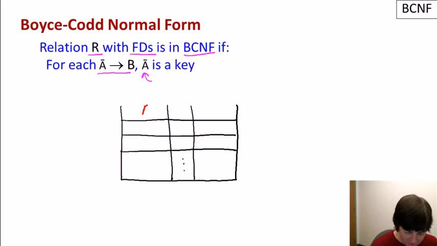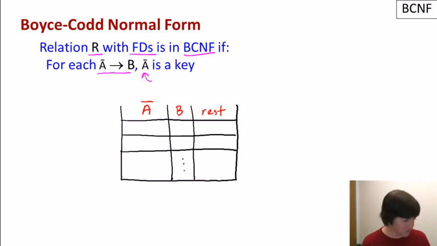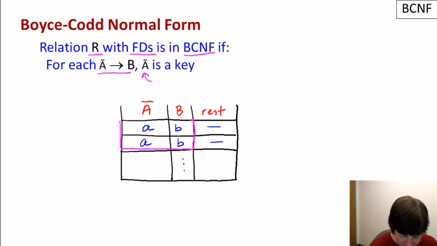So here's our relation R, and here's the set of attributes A on the left side of the functional dependency, attribute B, and the rest. And let's just put in some values. Let's suppose that we have two tuples here with the same A value. Then by our functional dependency, we're going to have the same B value, and the rest can be anything. What has happened here is that we've captured the piece of information, the connection between A and B, twice. And the reason that is allowed to happen is because A is not a key. If A were a key, we would not be allowed to have this situation where we have these two tuples both present in the relation.